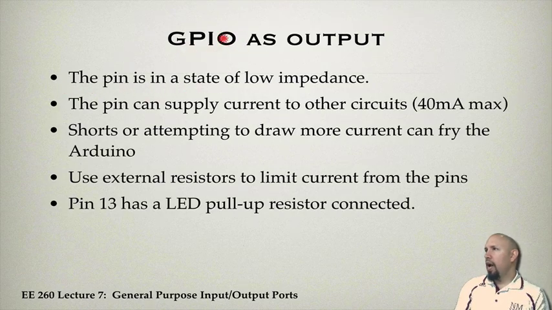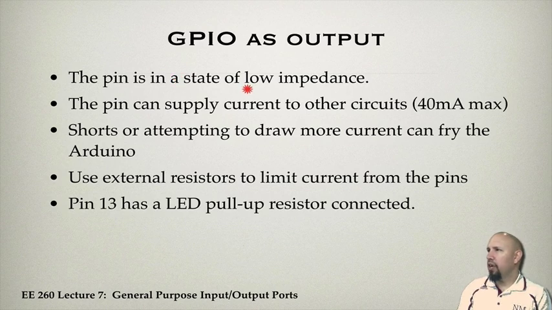So GPIO as output. When you set a pin as an output pin, the pin is in a state of low impedance, so it has low output impedance. As a result, the pin can supply current to other circuits, 40 milliamps max. Shorts or attempting to draw more current can fry the Arduino. Not good, don't want to fry that baby.